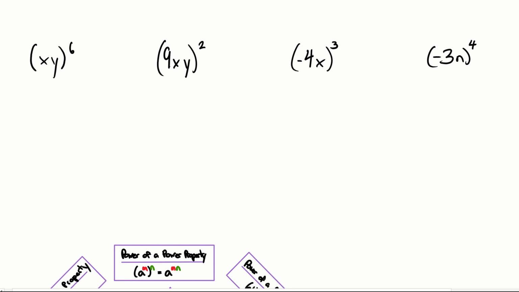(xy) to the 6th. Well, yeah, I could explode it out if I wanted to, but that's a lot of xy's. I'm just going to go ahead and distribute it. This 6 goes to the x and the y. So that's x to the 6th, y to the 6th. I'm done. That was it. That was a great property to use. Got the answer nice and quick.